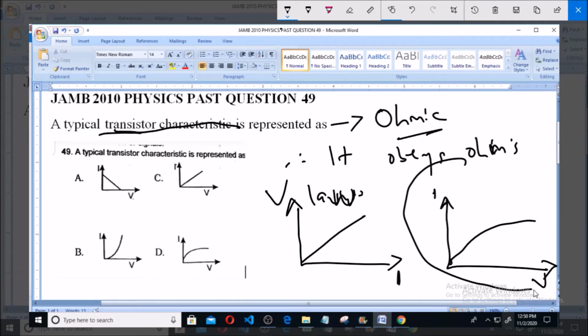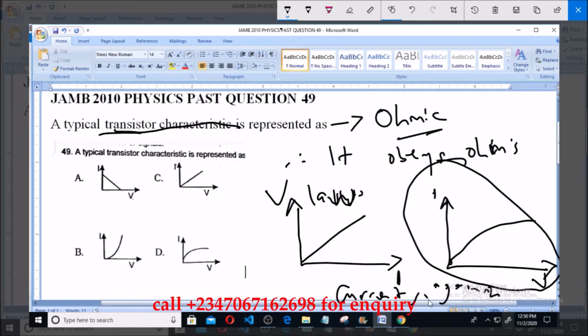So this is what the graph looks like when you plot current against voltage, and that is what is seen here in option D. So option D is the correct answer to this question.